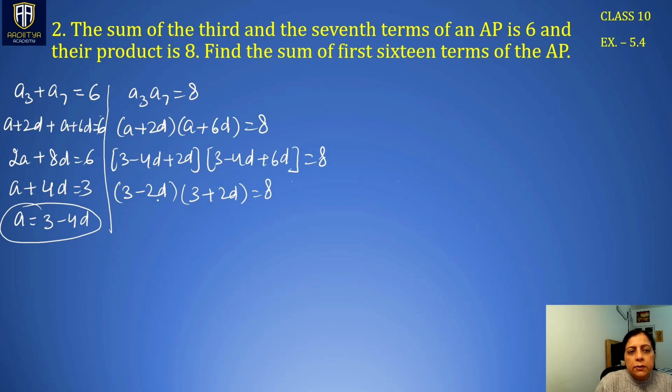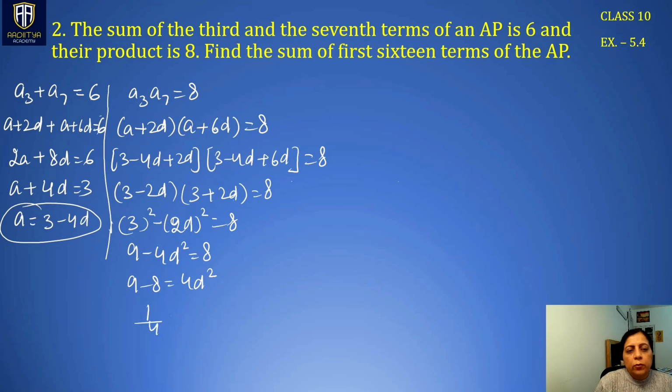This is A minus B, A plus B. Both the terms are the same with the opposite sign. So I am applying the formula A square minus B square. 2D square is 8. So we have 9 minus 4D square is 8. 9 minus 8 is 4D square. 1 by 4 is D square, right? So D becomes plus minus half.